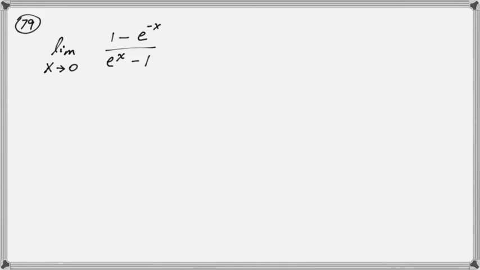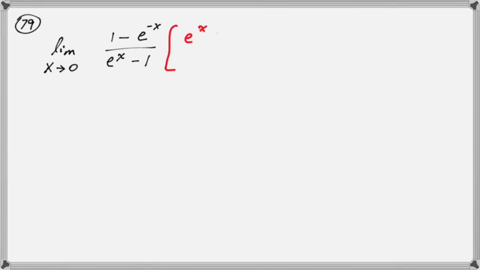Okay, on from 77, 79. 79 and variations of it tend to cause problems. If I put in a 0, e to the 0 is 1, 1 minus 1. So anyway, you end up with 0 over 0 again in indeterminate form. We have to deal with it somehow.